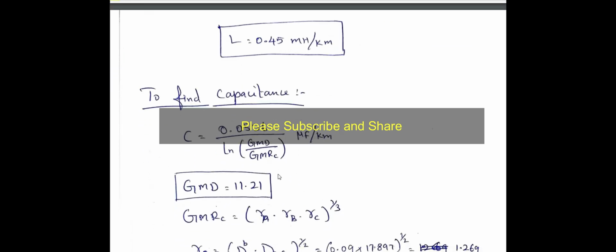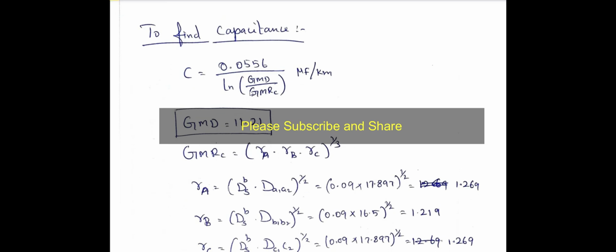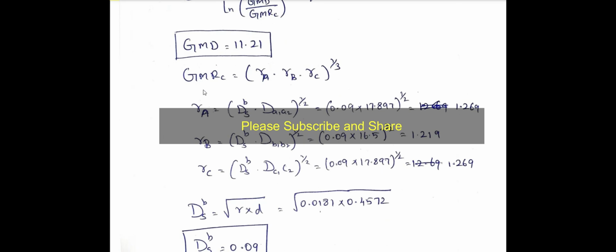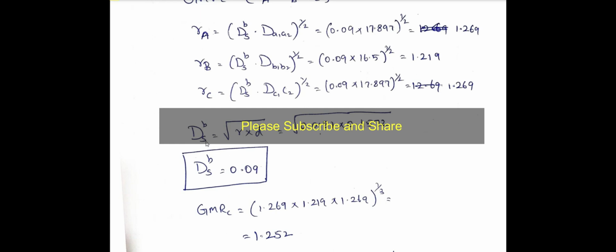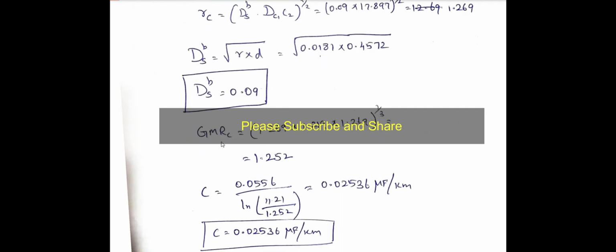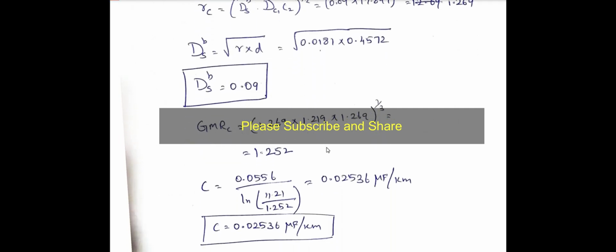To find capacitance, this is the formula. We are going to enter all these formulas in MATLAB. This is the self GMD of the capacitance, correct? Then the self GMD of the bundled conductors for the capacitance calculation. Similarly, the self GMD of the capacitor is calculated. Substituting in this formula, you'll get 0.02536 microfarad per kilometer.